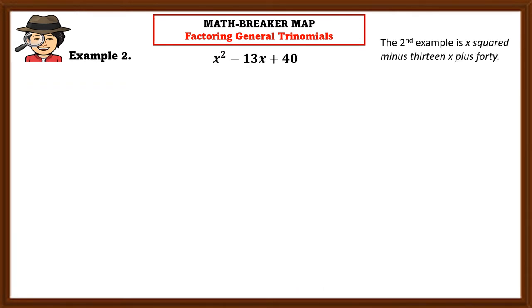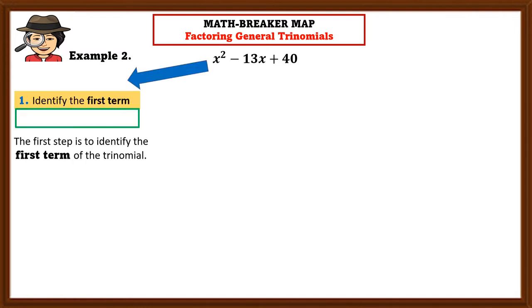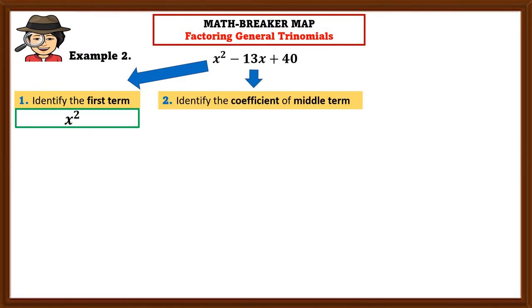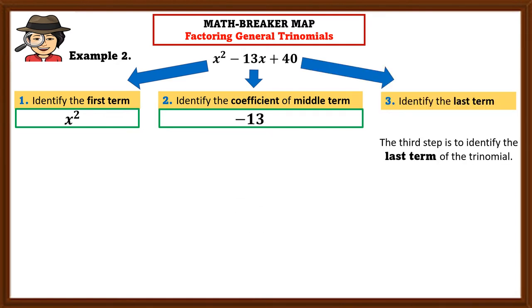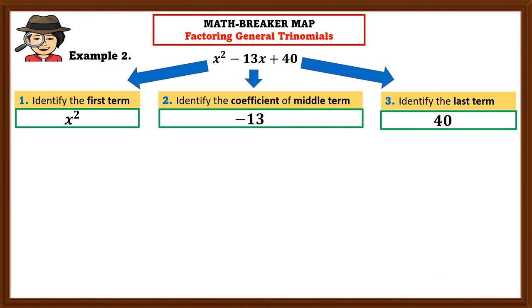Let's have another example. We have x squared minus 13x plus 40. Take note, this is in the form of x squared minus bx plus c, wherein the sign of the middle term is negative. The first step is to identify the first term of the trinomial, that is x squared. The second step is to identify the numerical coefficient of the middle term, that is negative 13. The third step is to identify the last term of the trinomial, that is 40.